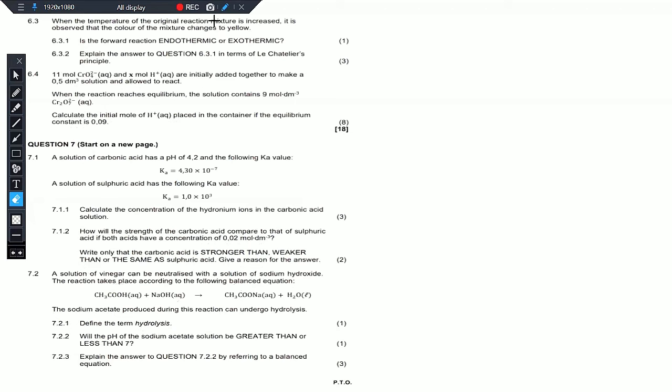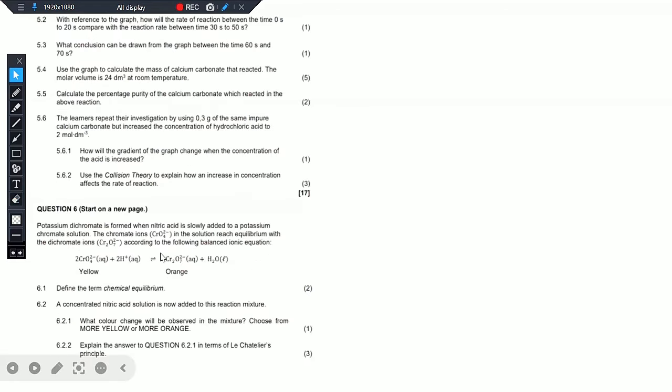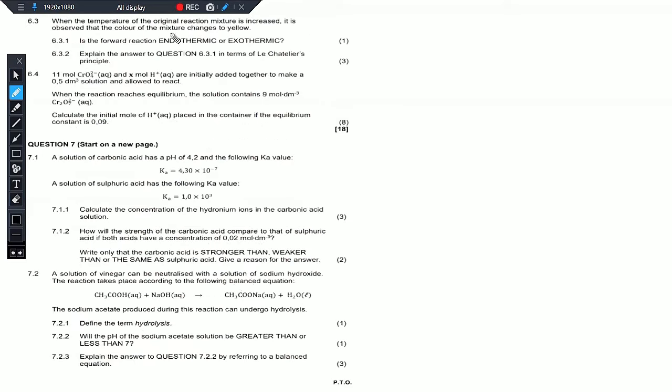When the temperature of the original mixture is increased, it is observed that the color of the mixture changes to yellow. If the mixture changes to yellow, this indicates that the reverse reaction has been favored. Now they are asking the question, is the forward reaction endothermic or exothermic? According to Le Chatelier, we know that an increase in temperature always favors the endothermic reaction. But here we have observed that the reverse reaction is the one that has been favored, which obviously means that the forward reaction would have to be exothermic, since it was not favored by this increase in temperature. Remember, exothermic is only favored by a decrease in temperature.